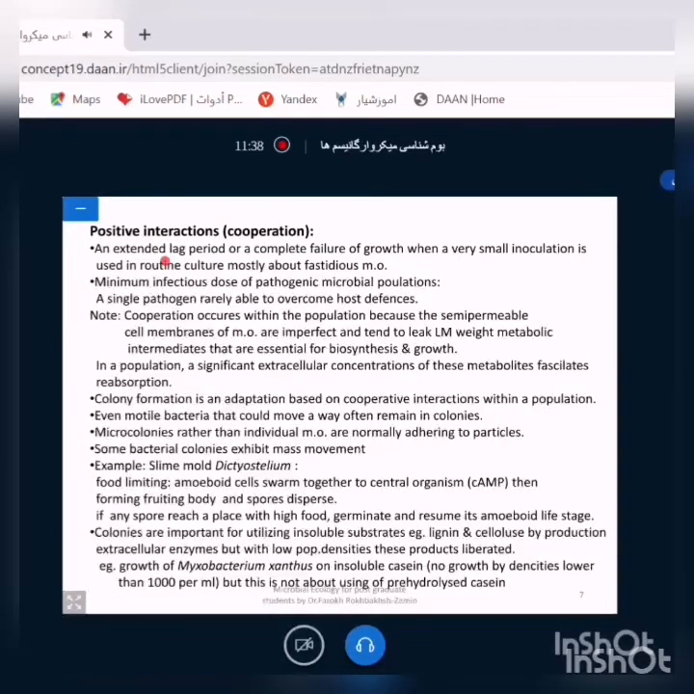For example, suppose in one environment only glucose is available. It is not wise for the bacteria to produce lactase, sucrase, maltase, cellulase, and many enzymes whose substrate is not available. Okay? So this part is the lag period. In the lag period, they feel the environment.